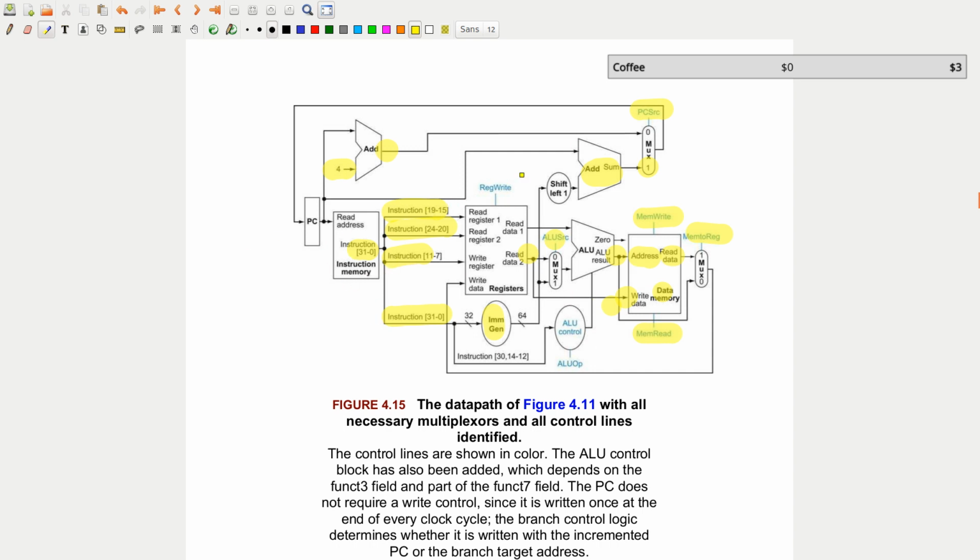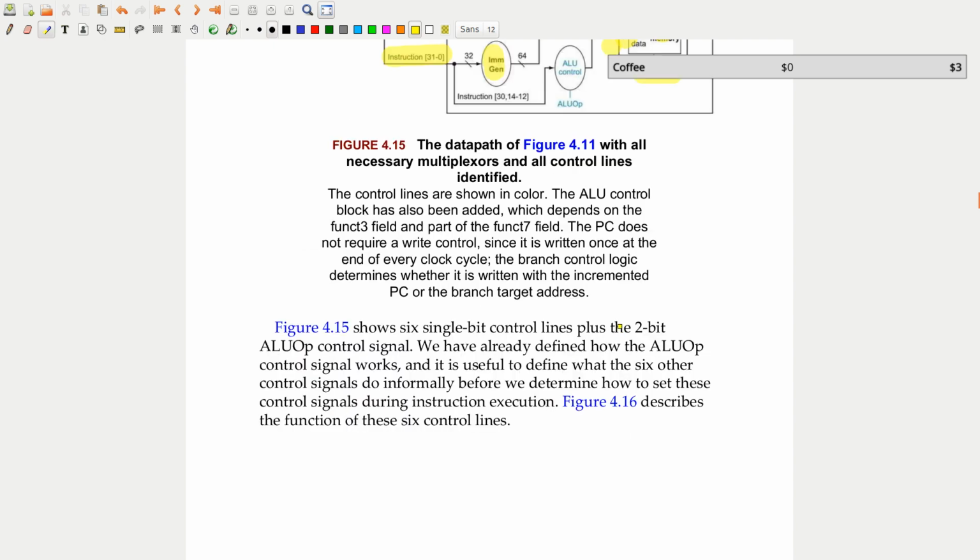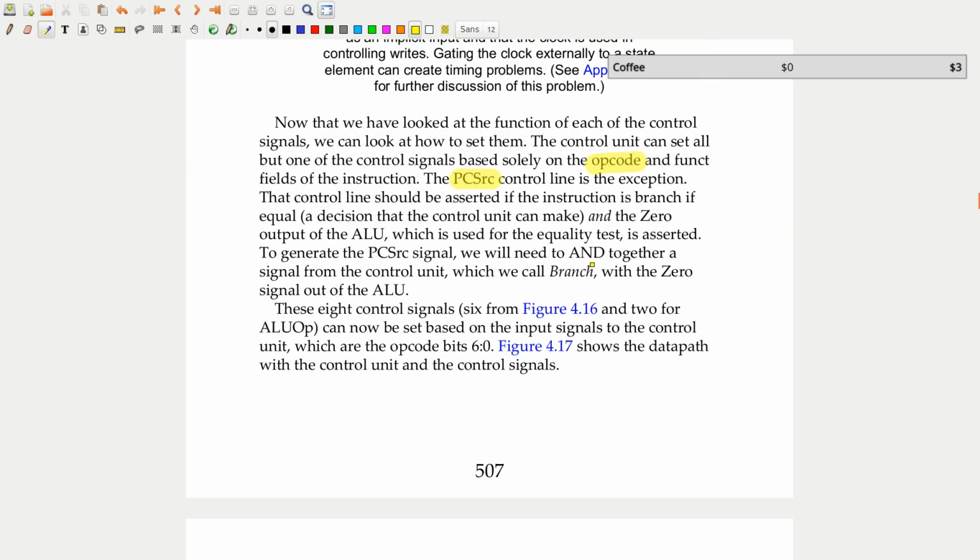However, this program counter source value can actually only be asserted or deasserted if we know the result of some branch if equal, some equals operation, some output here from the 0. So that's the only one that's dependent on the calculation.